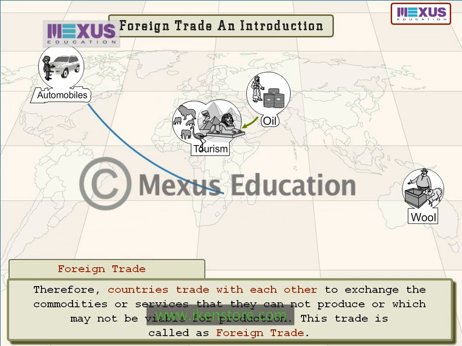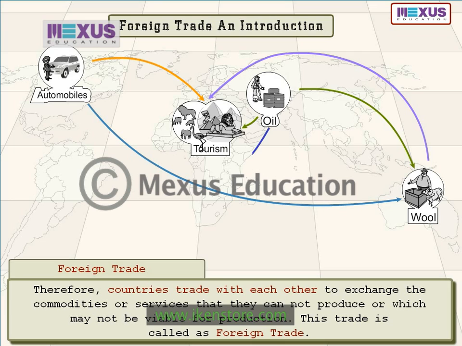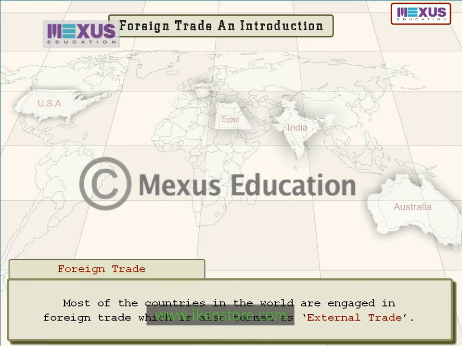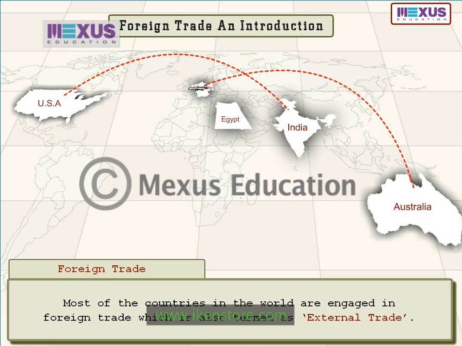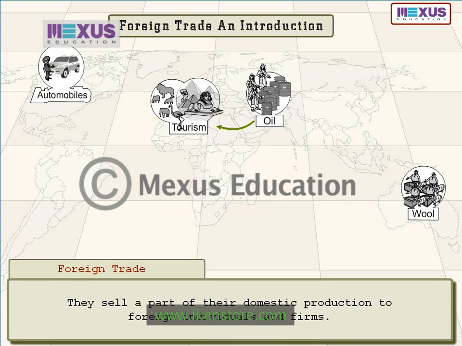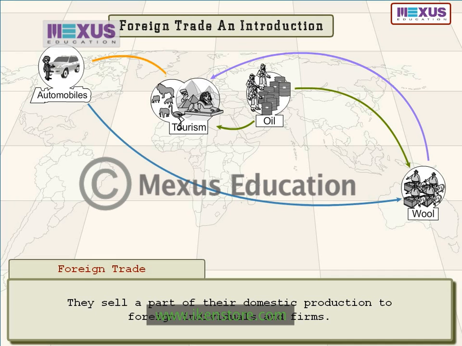Therefore, countries trade with each other to exchange the commodities or services that they cannot produce or which may not be viable for production. This trade is called foreign trade. Most of the countries in the world are engaged in foreign trade, which is also termed external trade. Countries also enter into foreign trade if they have surplus production of a commodity. They sell a part of their domestic production to foreign individuals and firms.